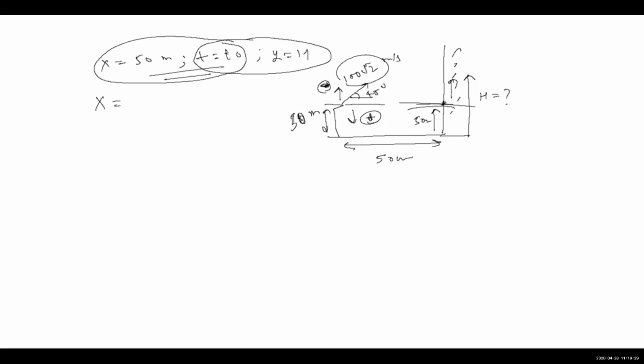So x is ux into t. That's the third equation. I'll be using this condition. X is 50, ux is 100 along x-axis multiplied with t. So from here, t0 will come out to be 1/2 seconds. So this is third equation.